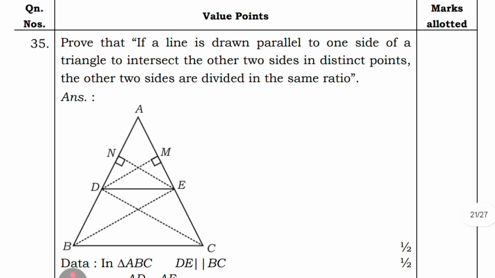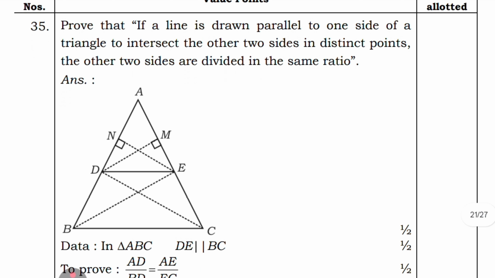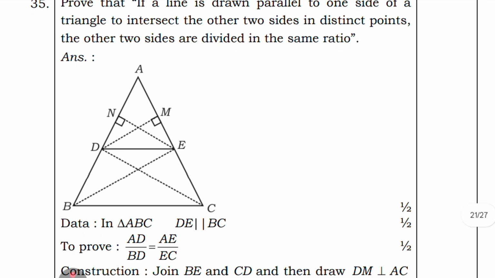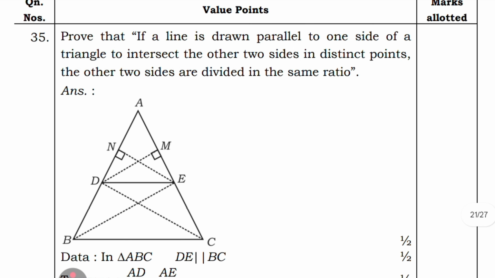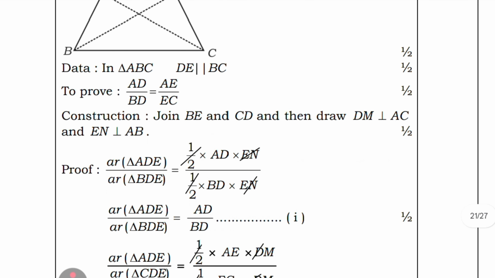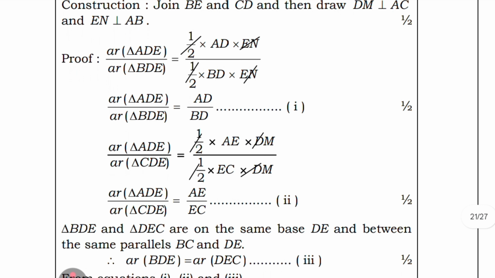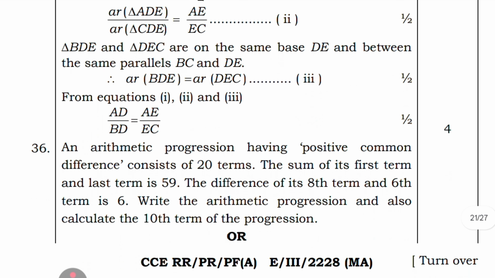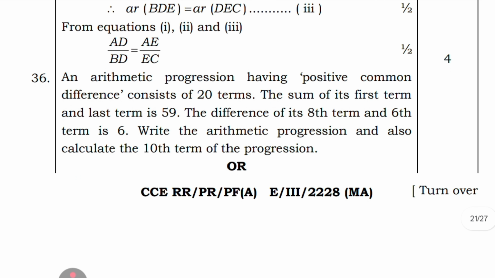Coming to the 35th question, prove that if a line is drawn parallel, this is a theorem. You can see, I think this is a basic proportionality theorem. Sometimes they will give the statement, otherwise sometimes they will give the whole statement, or also they can ask the basic proportionality theorem or BPT in short form. See the steps how they have solved. This is the complete steps you should follow in the examination to score 5 out of 5. Here they ask for 4 marks.